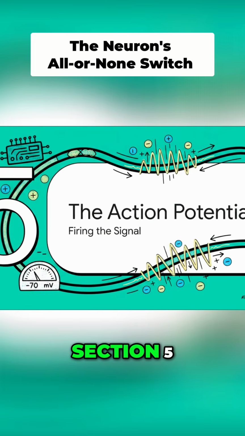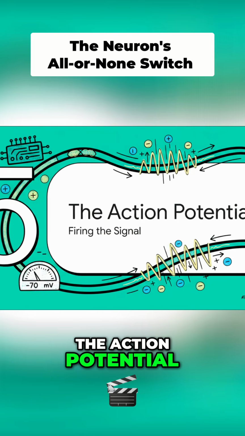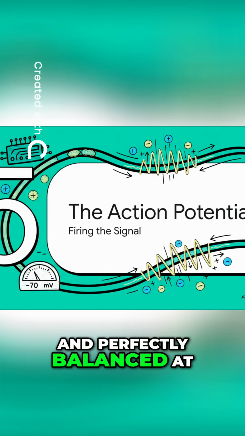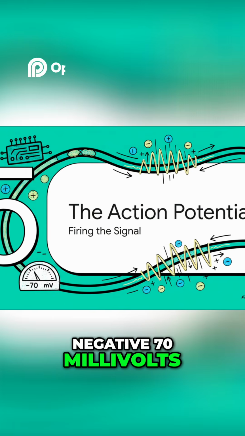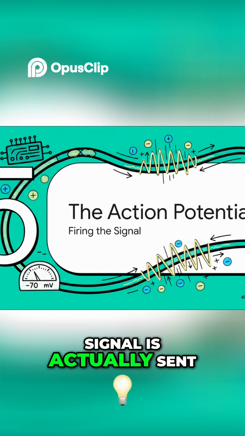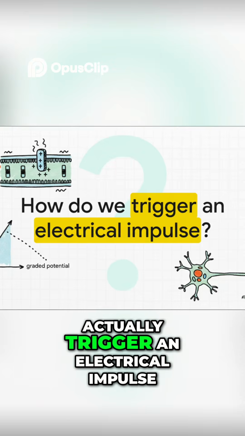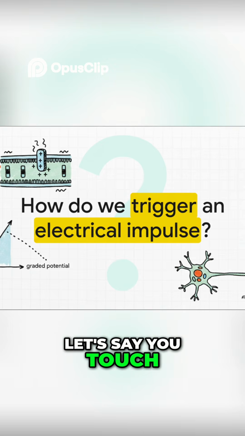Which brings us to Section 5, the action potential. Our hardware is primed and perfectly balanced at -70 millivolts. So, what happens when a signal is actually sent? How do we actually trigger an electrical impulse? Let's say you touch a hot stove.